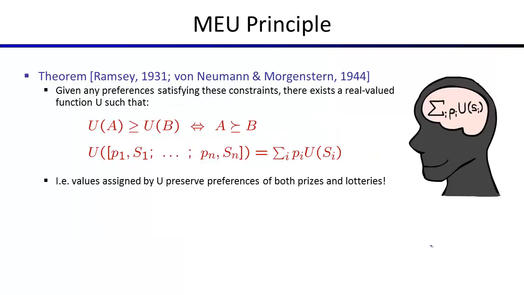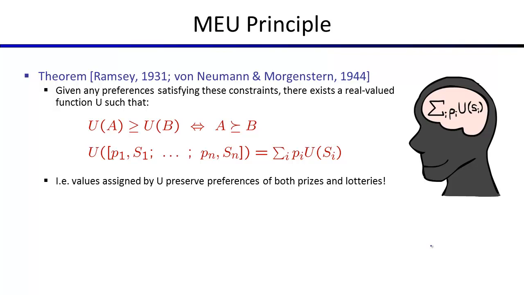Okay, so the maximum expected utility principle. Here's what backs it up. There's a theorem that says if you have preferences which meet the axioms of rationality, some preferences don't, then there is a real valued function with the following amazing property. 1, the utilities you assign to states put the states in an order that respects preferences. So you kind of capture which states you prefer. But even more amazing, your utility of a lottery is the average, the expectation, of the utilities of the prizes inside that lottery. And what that says is the values that you assign preserve your preferences both over prizes and lotteries. And that's kind of amazing.